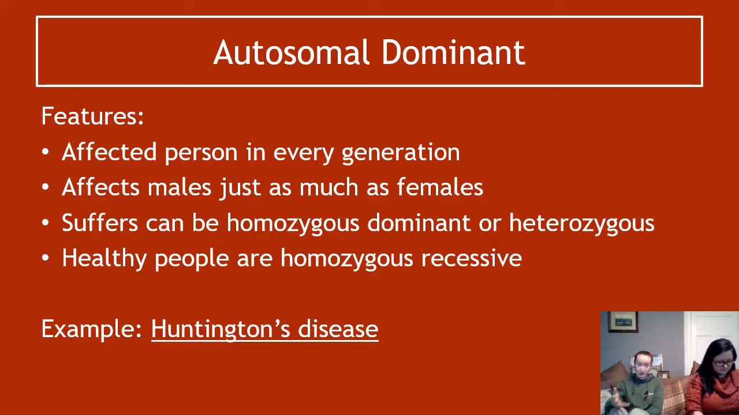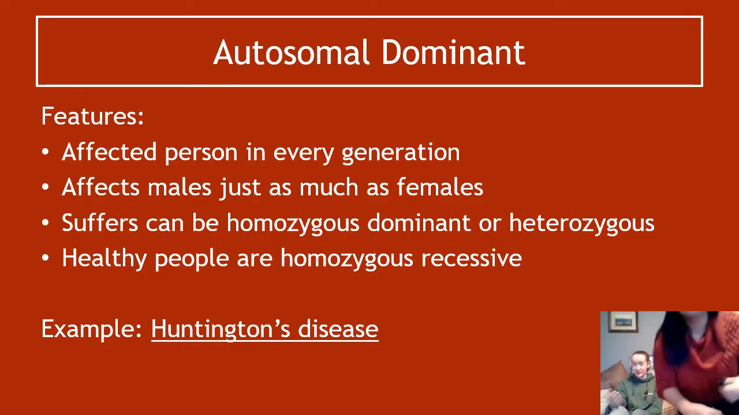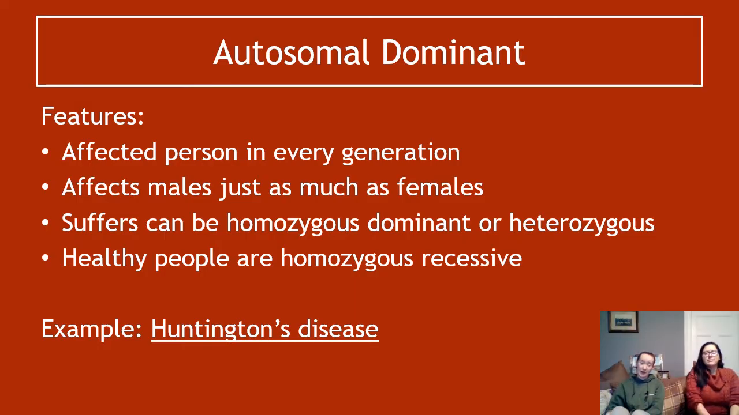I've already said that sufferers can be homozygous dominant or heterozygous because it's a dominant trait, and for someone to be healthy, they have to be homozygous recessive. So they have to have 2 copies of the recessive allele because the idea is it is a dominant thing. So if it's dominant, then people who are homozygous recessive don't have it. A common example of this is Huntington's disease. You don't need to know the examples, you just really need to know the features of them.